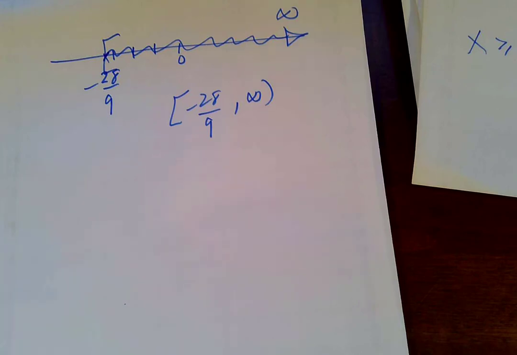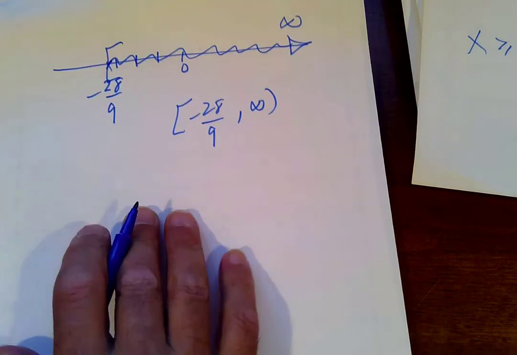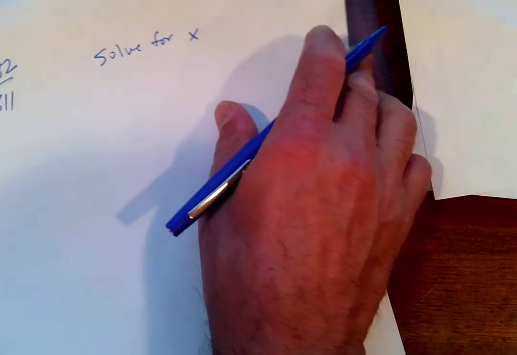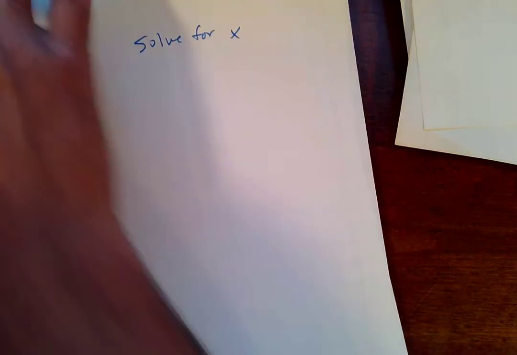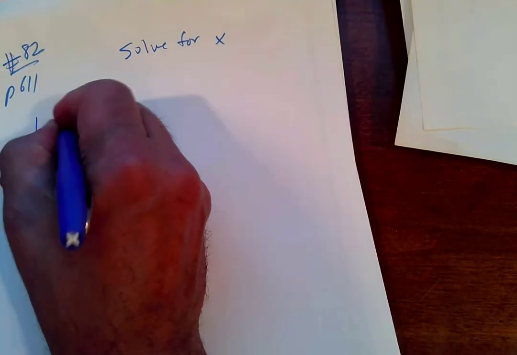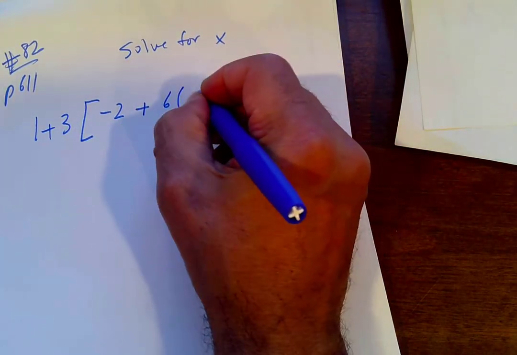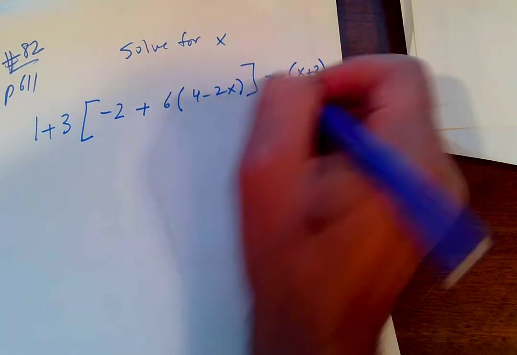Okay, a few more examples. One I want to do from your text is 82, page 611. They want us to solve for x. It's not complicated, but it's just got some more work. 1 plus 3 times the bracket, negative 2 plus 6 times the parentheses 4 minus 2x, equals negative x plus 3 in parentheses.